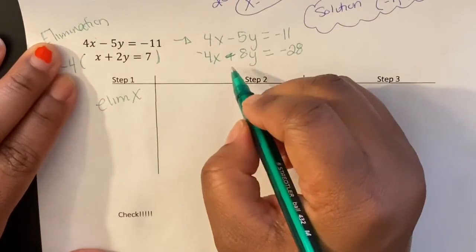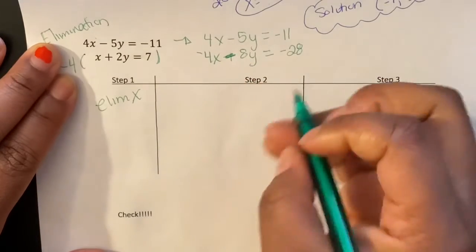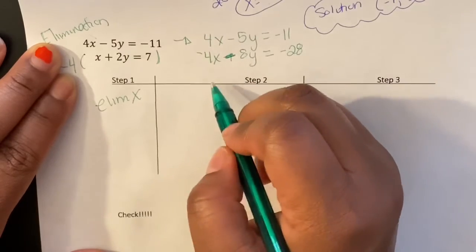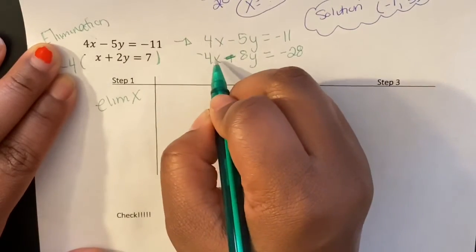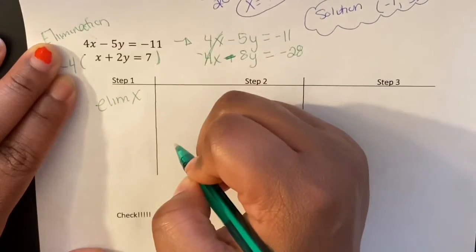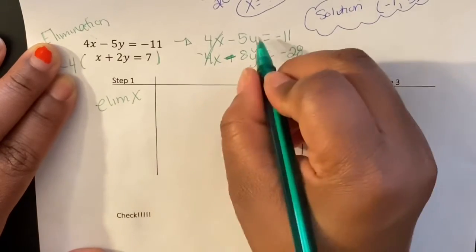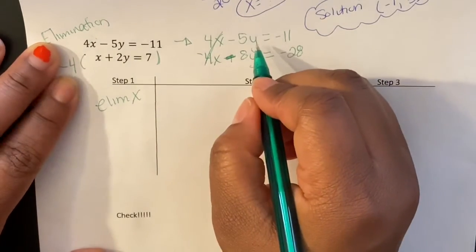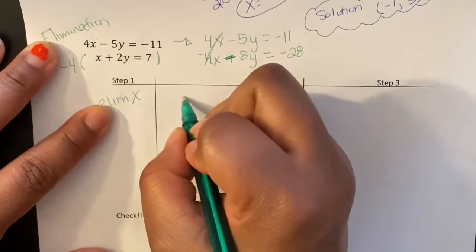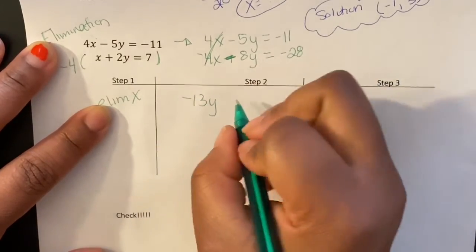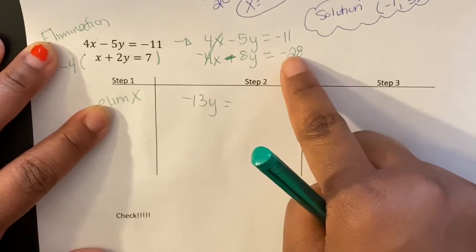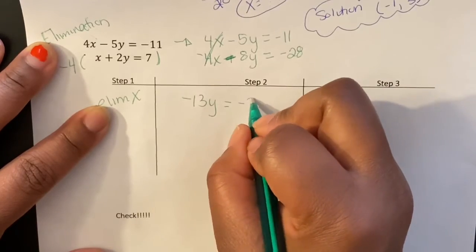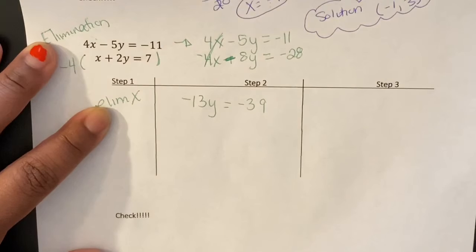So now I'm going to add, step 2 says add the two new equations. So I have 4x minus 4x gives me 0. They cancel out. That was the goal. Now I have -5y minus 8y. Now -5 minus 8 is -13y equals, and then you have -11 plus -28, which is going to be -39. Okay.